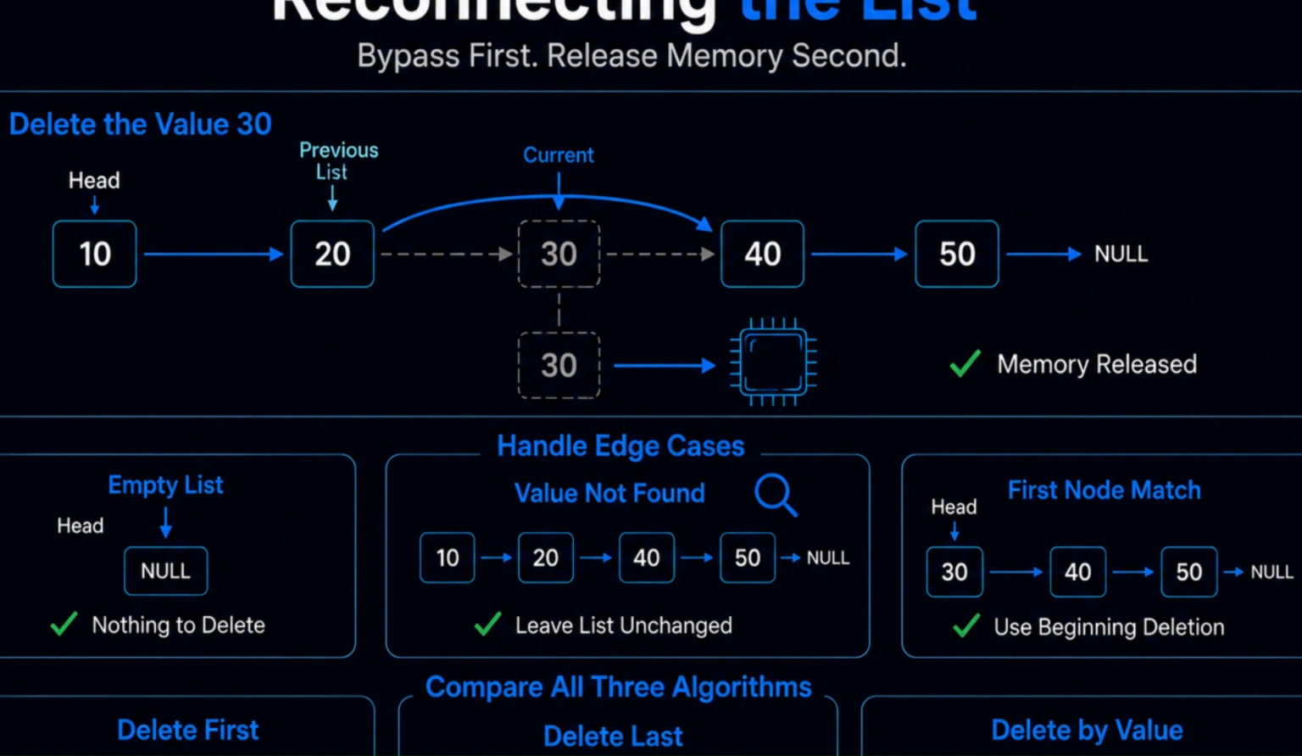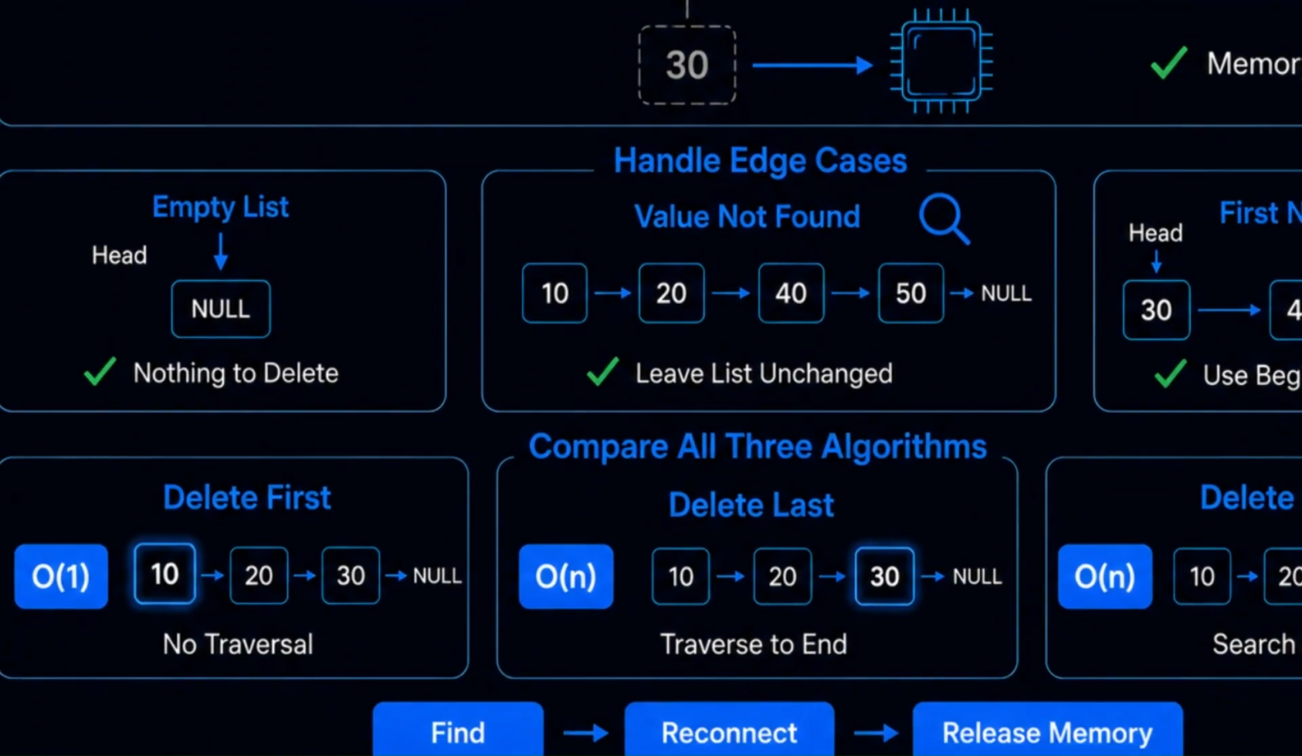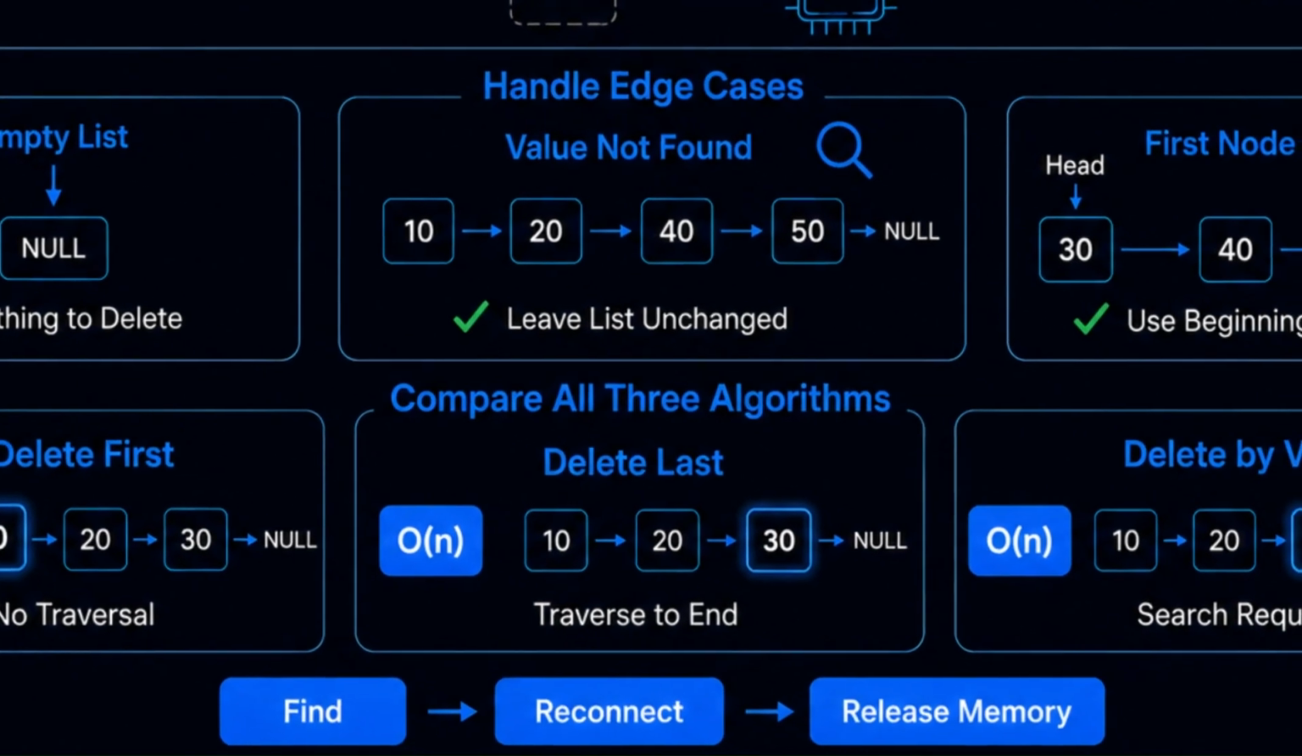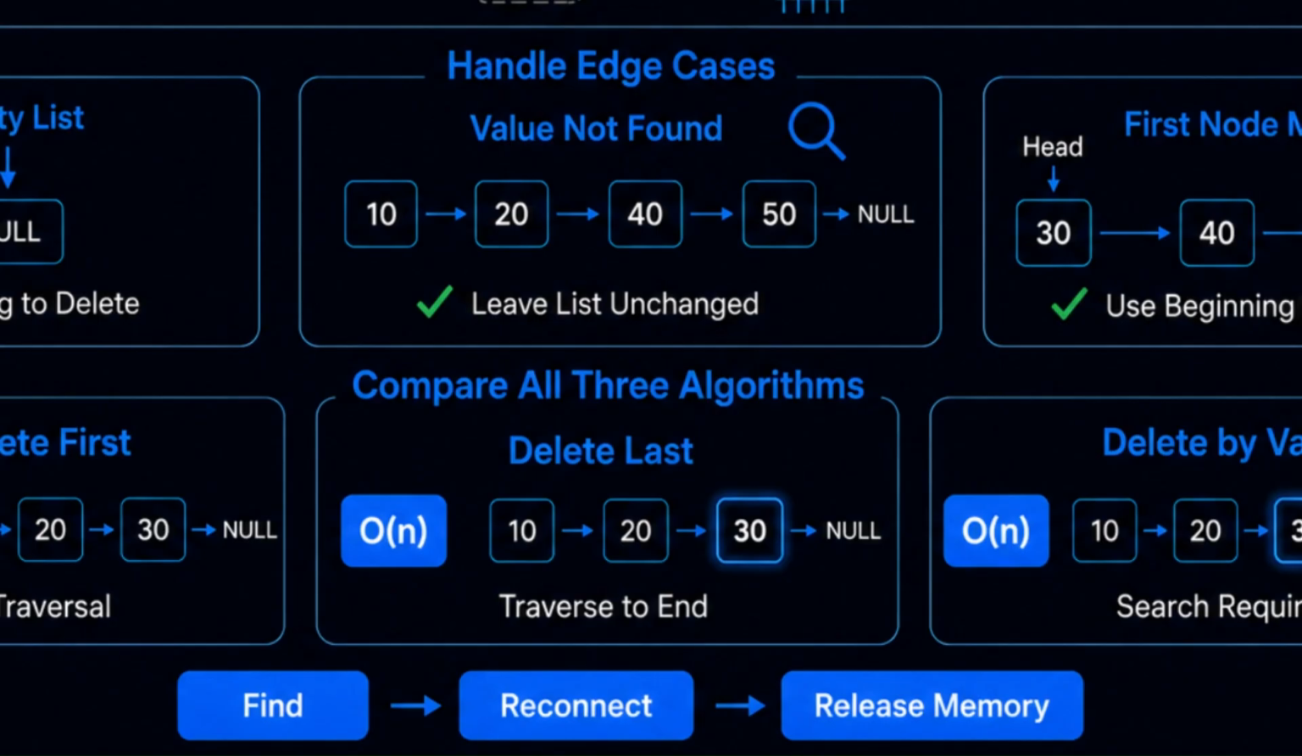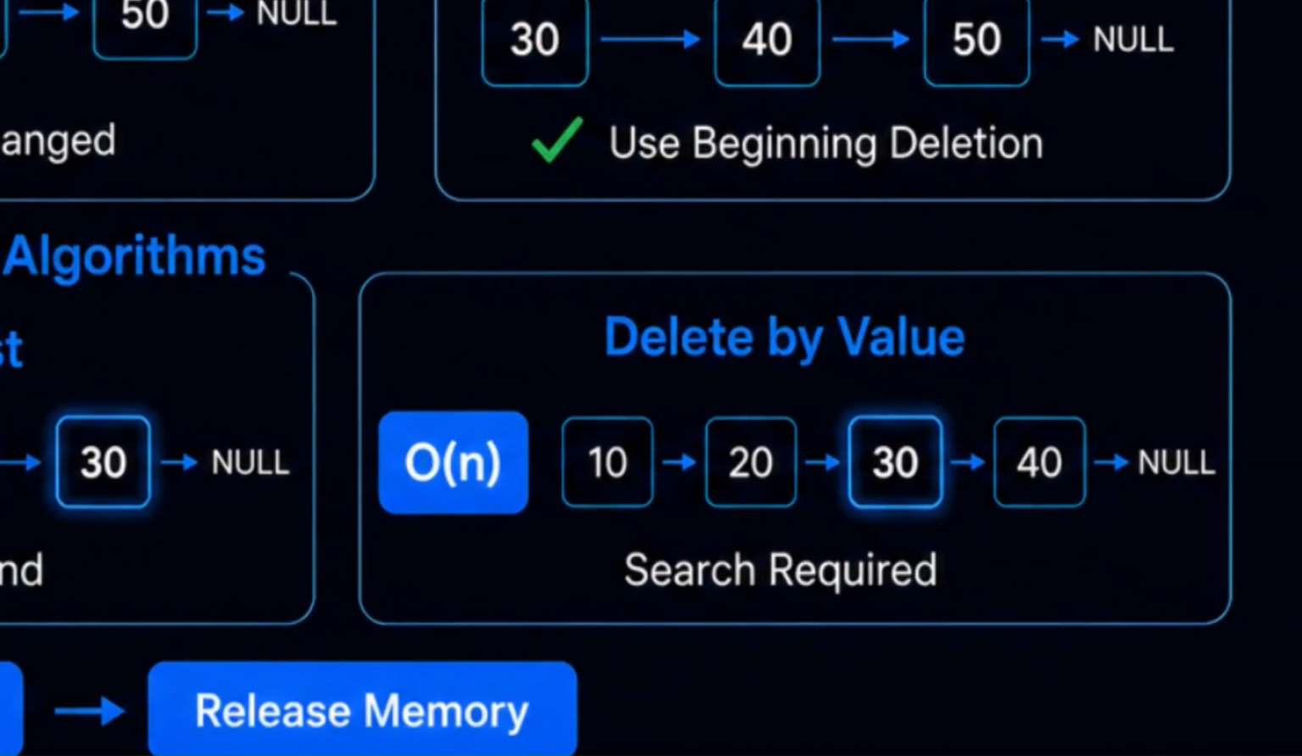Let's quickly compare the three deletion algorithms we've learned so far. Deleting the first node is the fastest because no searching is required. Deleting the last node is slower because we must travel all the way to the end of the list. Deleting by value is also a linear time operation because we may have to search through every node before finding the one we're looking for.